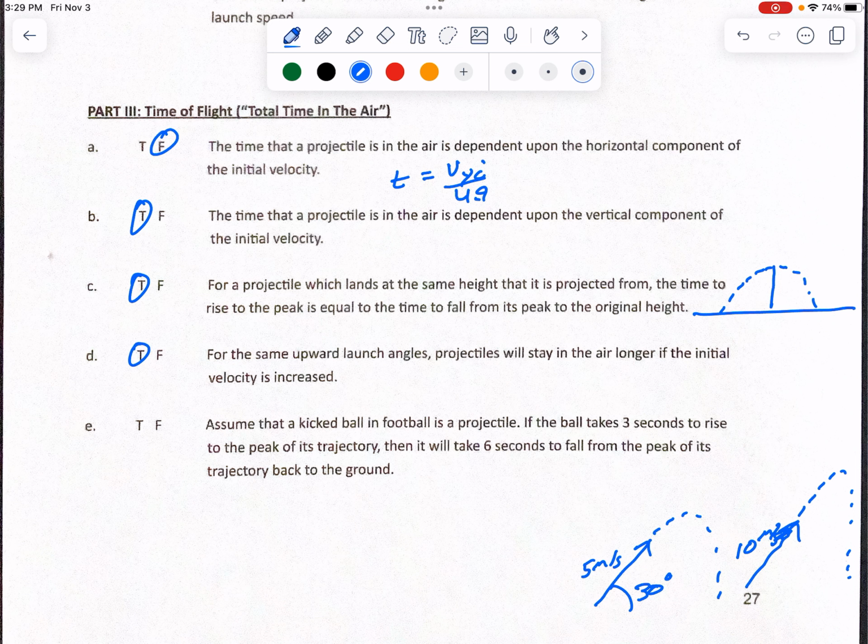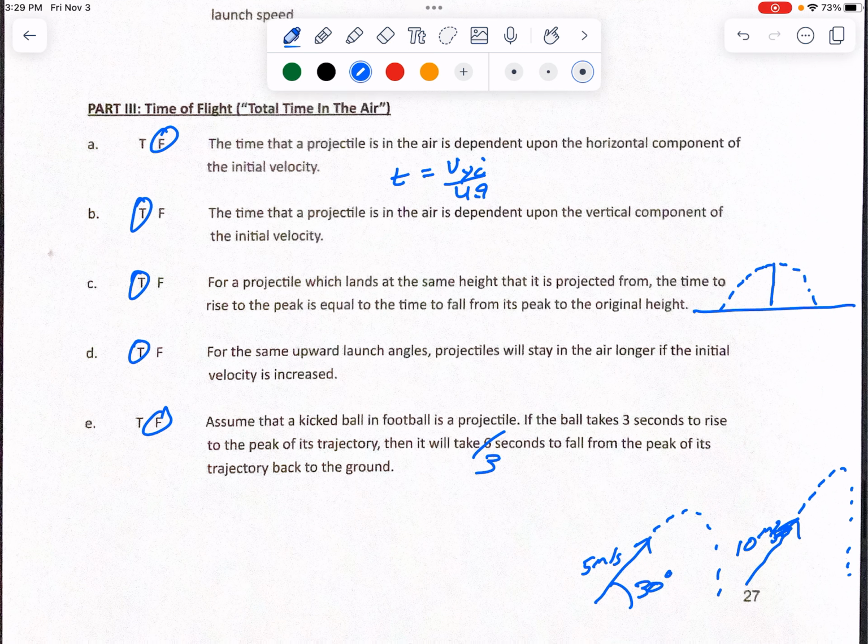Assume that a kickball in football is a projectile. If the ball takes 3 seconds to rise to the peak, it will take 6 seconds to fall from the peak back to the ground. What we just talked about is that whatever time it takes to go up should be the exact same time it takes to go down, so that would be false because that should be 3. All right, and that'll end that one.